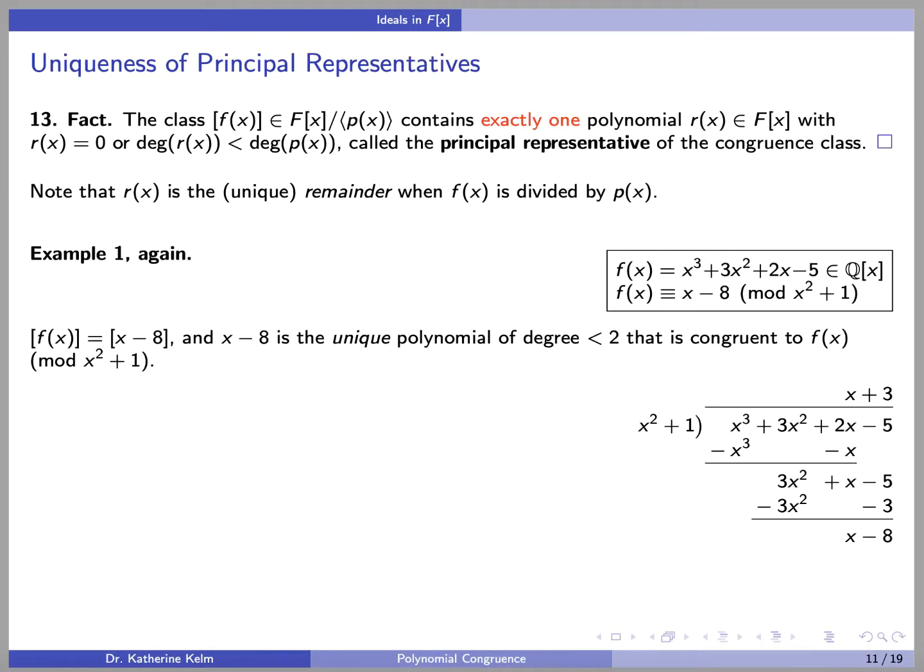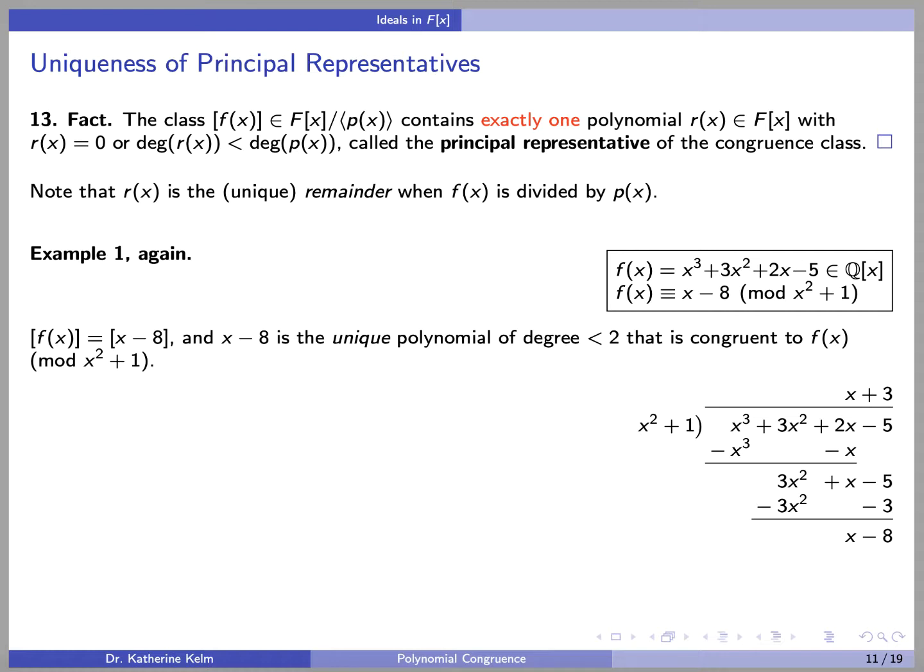Now we come to a very important result, the uniqueness of principal representatives. Item 13 is both a fact and a definition. The class of a polynomial f of x in the quotient ring of polynomials modulo the ideal generated by p of x contains exactly one polynomial r of x with coefficients in F, which is either the zero polynomial or a polynomial whose degree is strictly less than the degree of p of x. And this polynomial r of x is called the principal representative of the congruence class.